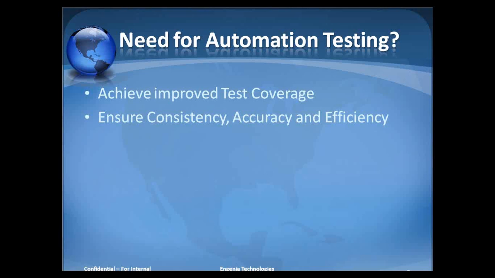The next one is to ensure consistency, accuracy, and efficiency. So what does it mean? It means that no matter how many times you run this script, it will take the same amount of time, and it will also give the same result, which means that the tests are very much consistent, accurate, and efficient. An automation tool is not a human person who would maybe after a few tests need some rest or something like that.